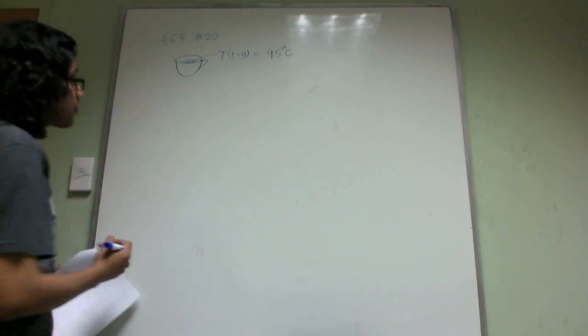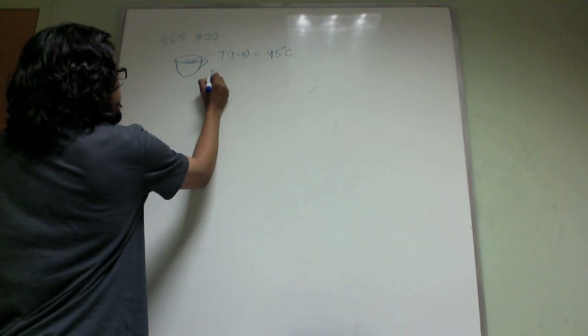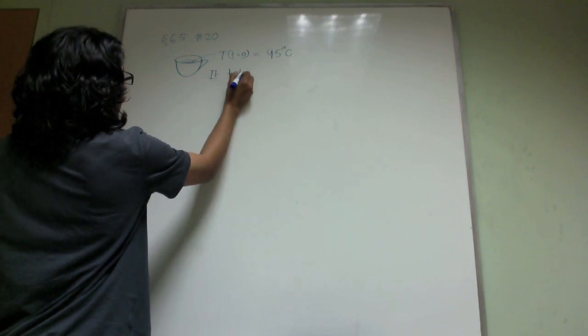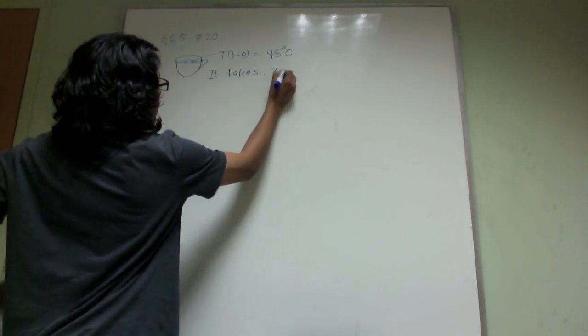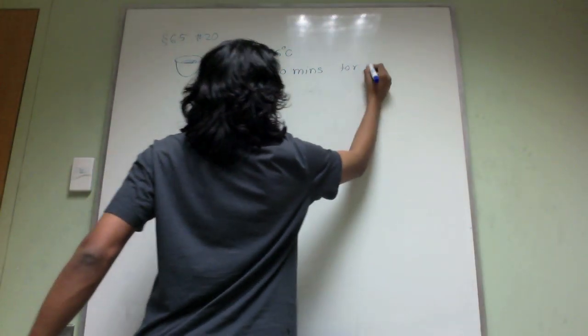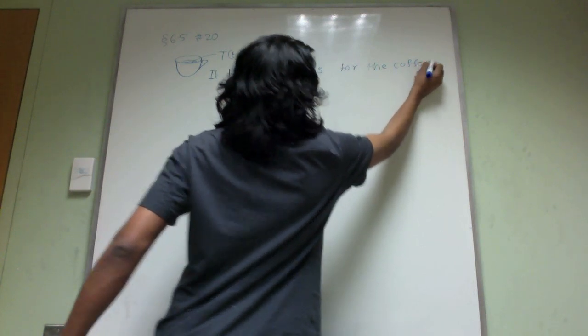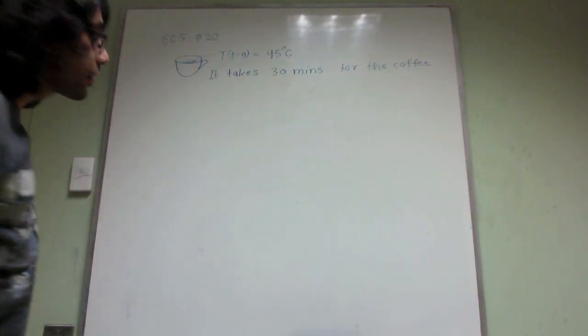The initial temperature of the coffee is 95 degrees Celsius, and it is given that it takes 30 minutes for the coffee to cool down to 61 degrees Celsius.